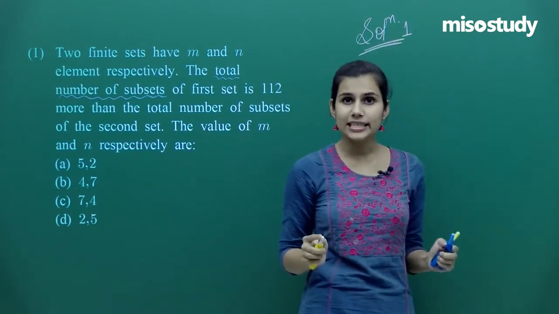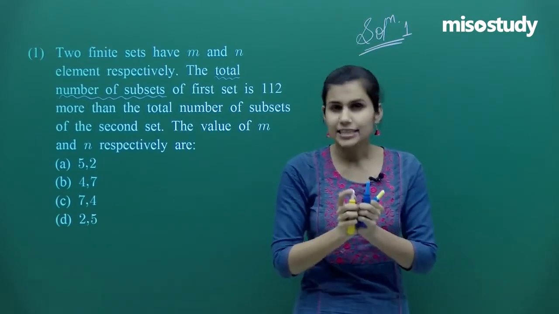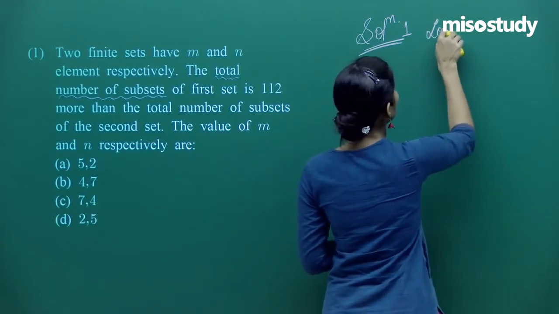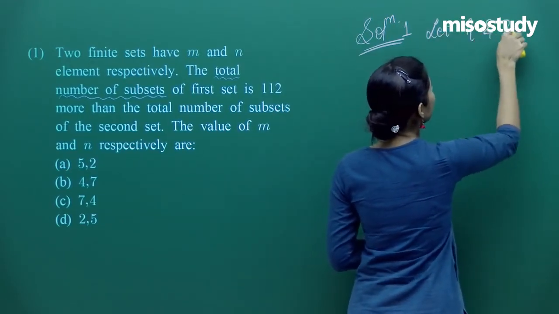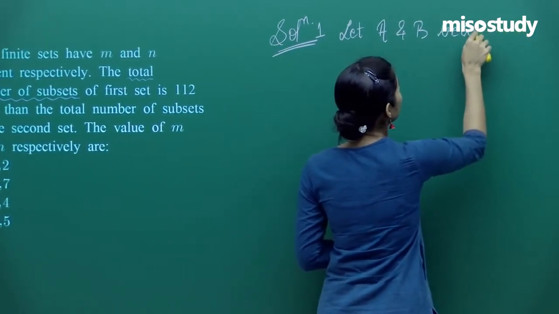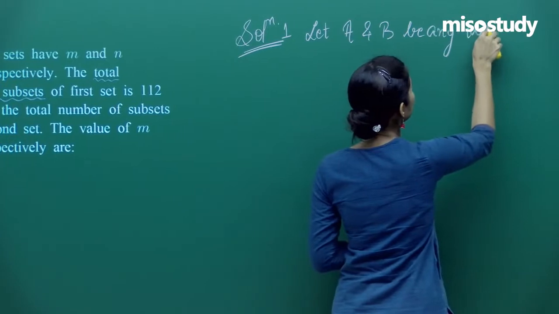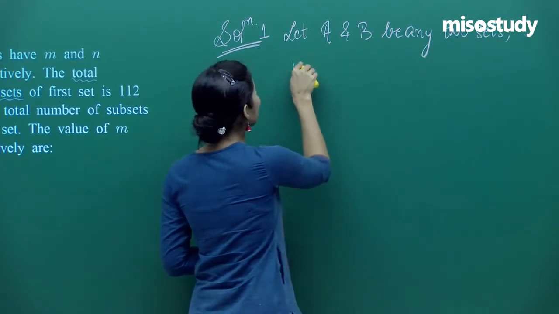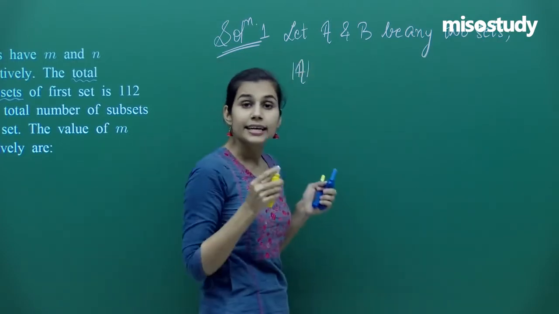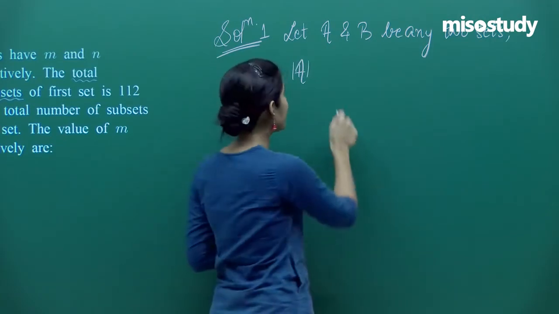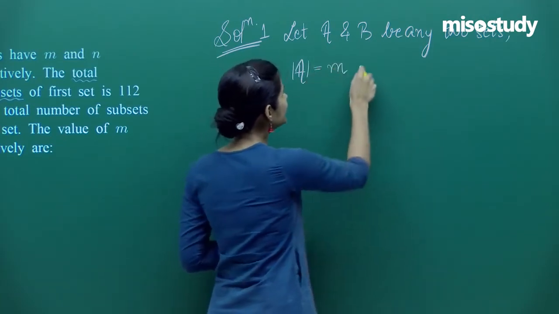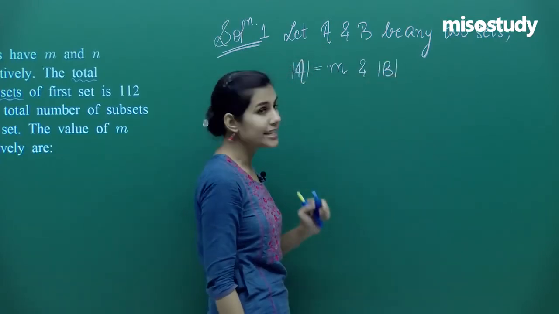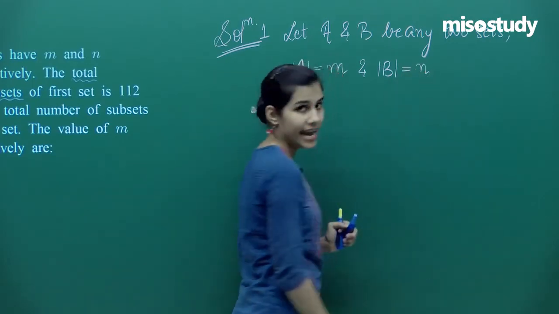I am given two sets, the name of the sets is not specified. Let us just take A and B as the two sets. Suppose A and B be any two sets such that the cardinality of A, that means the number of members sitting inside the set A, is m, and the cardinality of the set B, which is the number of members sitting inside set B, is n.